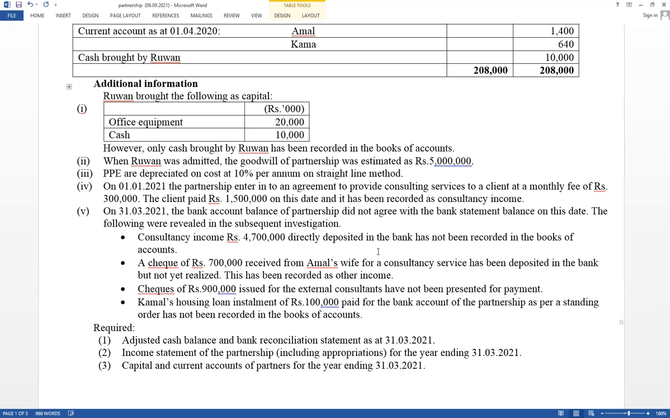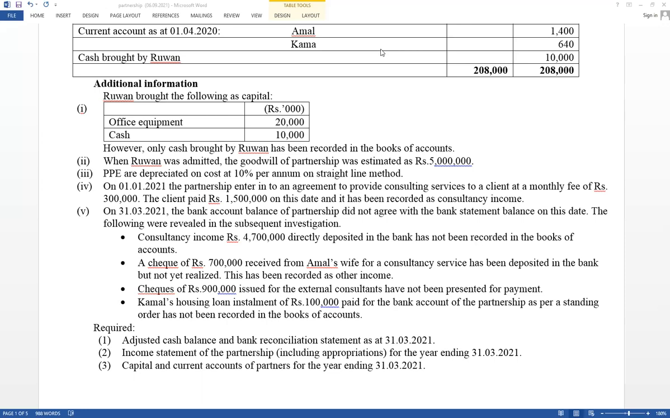Right. First one, draw the requirements. It has given adjusted cash balance as well as bank reconciliation. Therefore, you have to prepare adjusted cash control accounts and a statement of bank reconciliation. As well as there's the income statement including appropriation accounts, and there are partners' capital and current accounts. Financial position they don't ask, but you have to prepare financial position also. Right, this is the way you have to prepare.